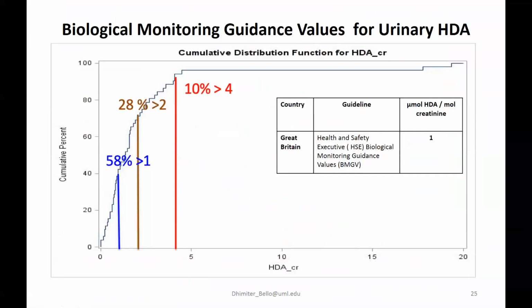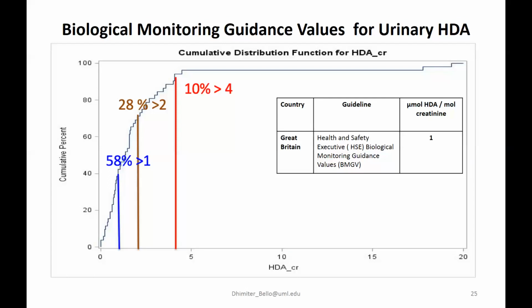So for HDA, there is a biological monitoring guidance value established by the Health and Safety Executive, equivalent to 1 micromole HDA per mole creatinine, which is the same for MDA, the biomarker for the polymeric MDI. Now, if we compare the cumulative distribution of urinary HDA measurements to this BMGV value, about 58% of all urine samples would exceed that 1 micromole per mole creatinine value. About 28% would exceed the 2 micromoles, double, and about 10% would exceed 4 micromoles.